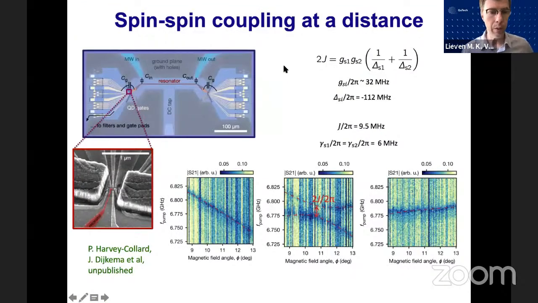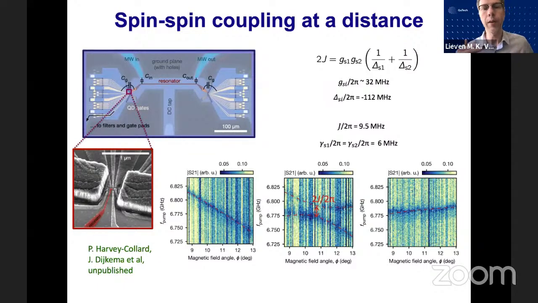So let me show you some unpublished work from our group. We're writing this up as we speak, where we were able to reach the strong spin photon coupling regime at both ends of the resonator. So there was a spin here, a spin there, in both cases in a double dot. We could reach the strong spin photon coupling regime, and we could also reach the regime where the two spins interacted with each other with an interaction strength larger than their dephasing rate. And the interaction is mediated by virtual occupation of the resonator.